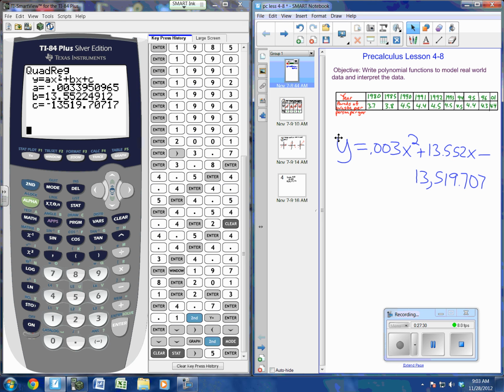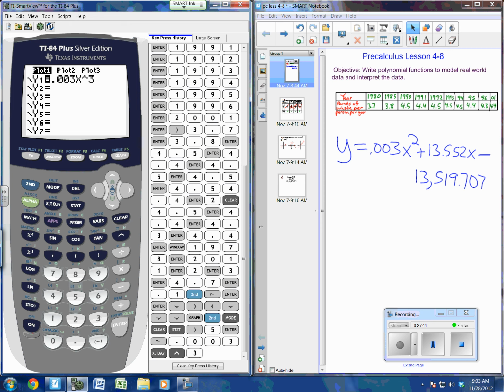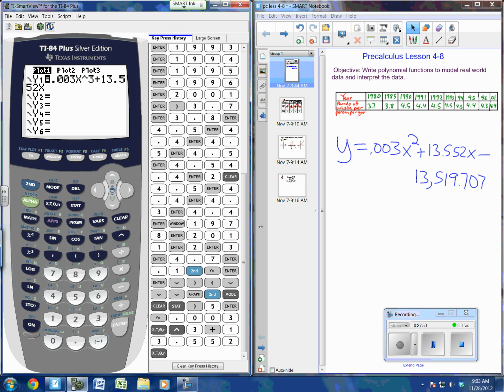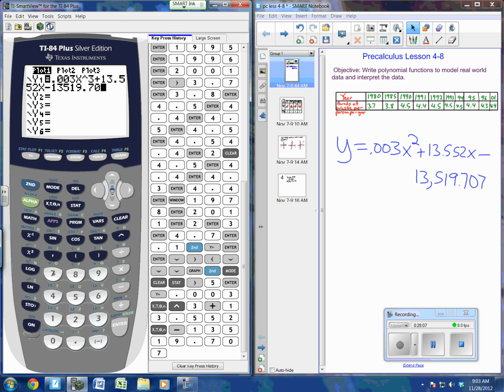Now I did show you guys another way to get this into y equals, but I think this is the easiest way since I'm not there. Okay, so go to your y equals now, and you're going to type that equation in there. 0.003 x cubed plus 13.552x minus 13,519.707 and hit graph.